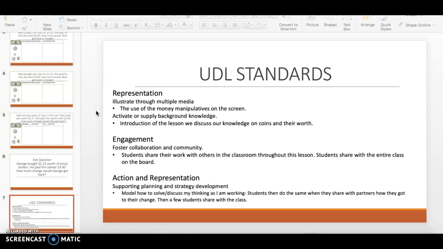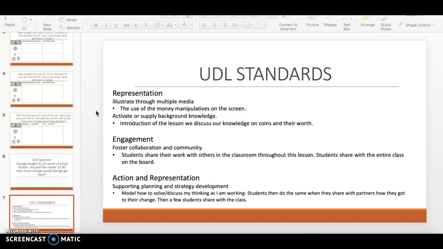Engagement, so they were fostering collaboration and community. Students were able to share their work with others in the classroom throughout this lesson. Students share with the entire class on the board. So one thing I didn't mention is after each slide, they would share with their seat partner how they got to their change, and then I would have one student come up.